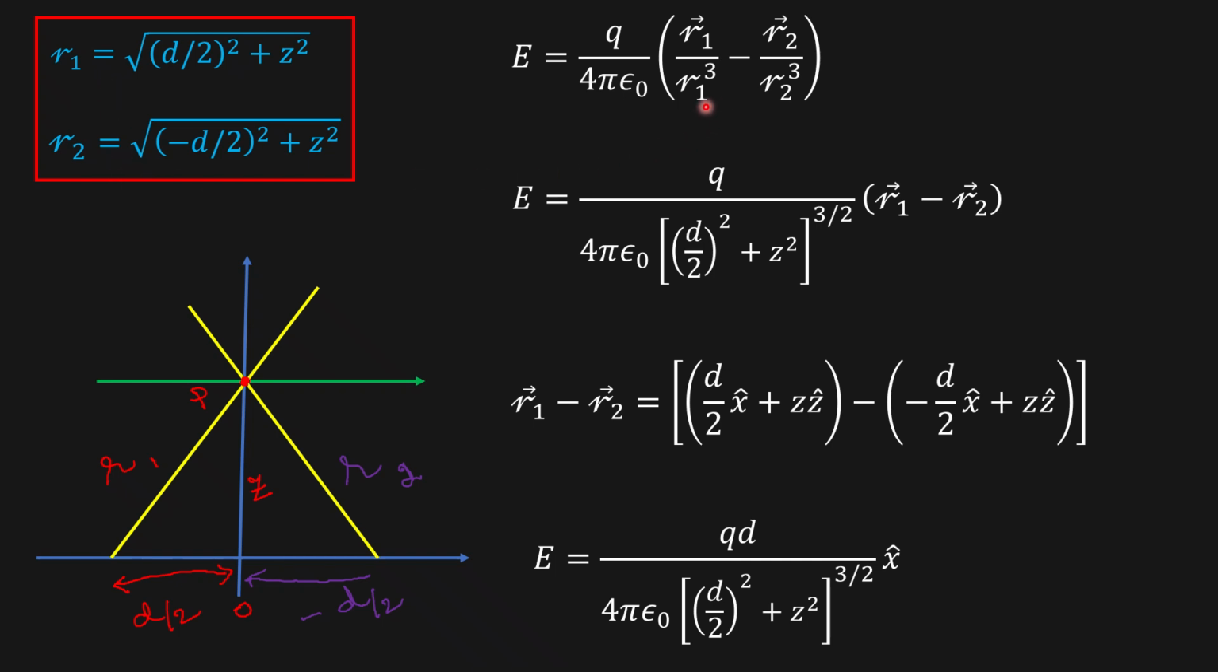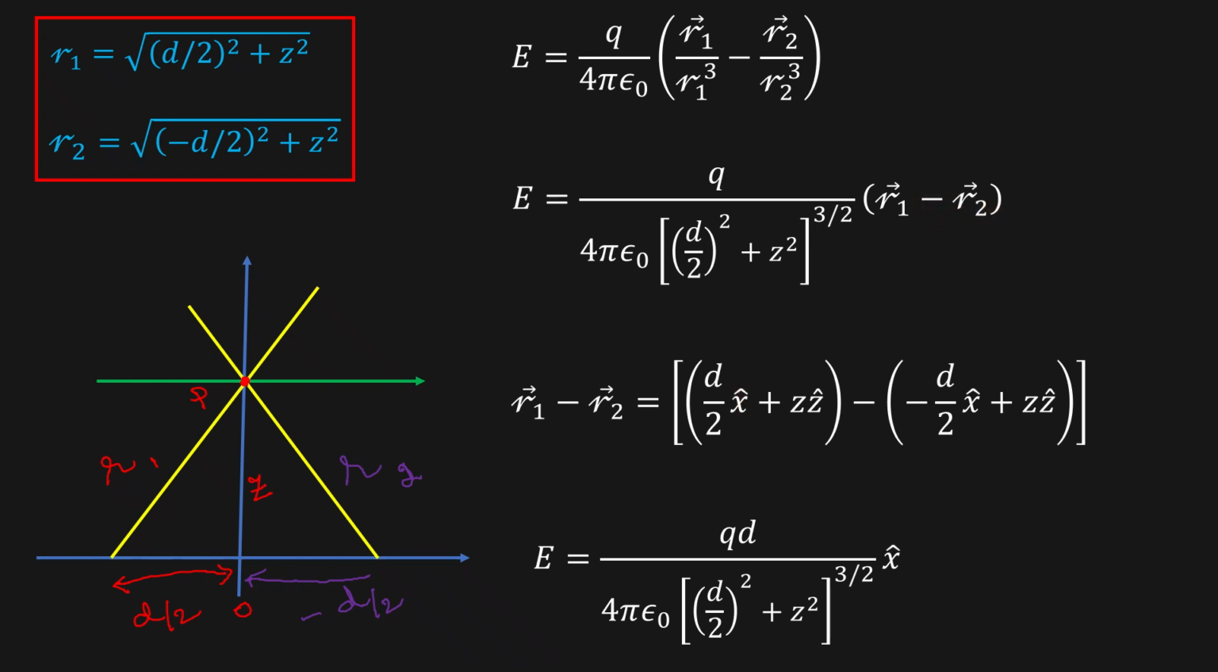So script R1 and script R2 are equal to script R, and I am taking it out. So you have to cube this. Then this will become Q divided by 4 pi epsilon naught times t by 2 whole squared plus z squared, power 3 by 2, because it's a square root and you have a cube, so 3 by 2. Of course, we have this difference, the direction of script R1 minus script R2.